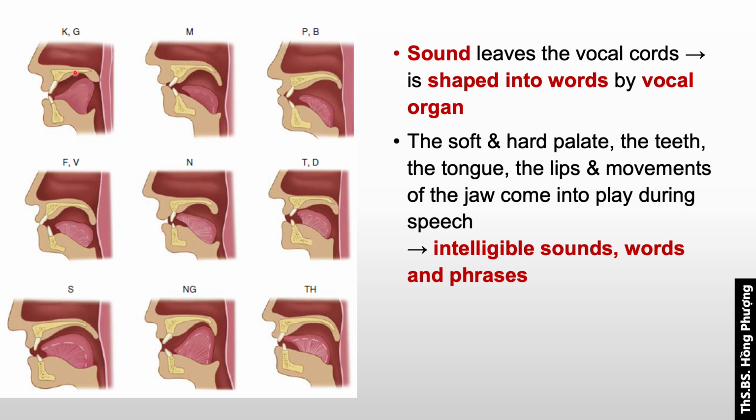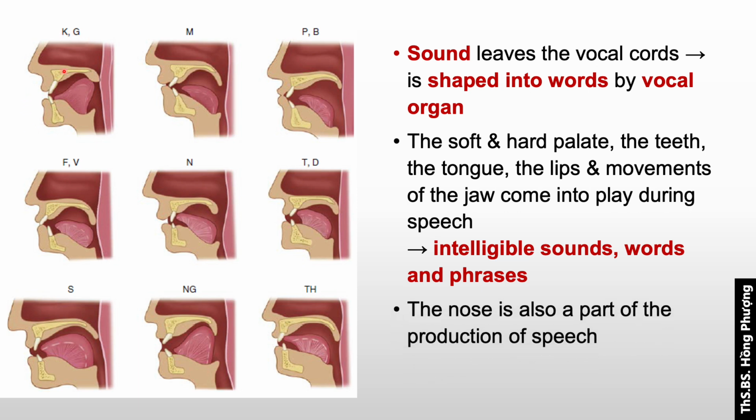The soft palate at the back of the mouth, the hard and bony palate in the front, the teeth, the tongue, and the lips come into play during speech. The nose also provides an alternate means of issuing sound and is part of the production of speech. The movement of the entire jaw can alter the size of the mouth cavity and influence the tone and volume of the speech.